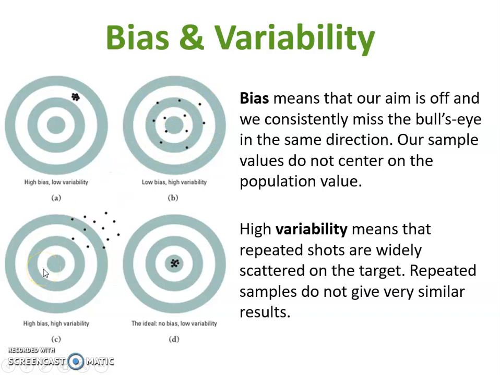C, high bias, high variability. This is awful. You're not even close to the bullseye, right? What you would expect, and then you're all over the place, not near where you want to be. This is the ideal one, right? You are hitting your target, the bullseye. You're close to the center of the population value, and it doesn't vary too much, right? We're very close together as far as our values.